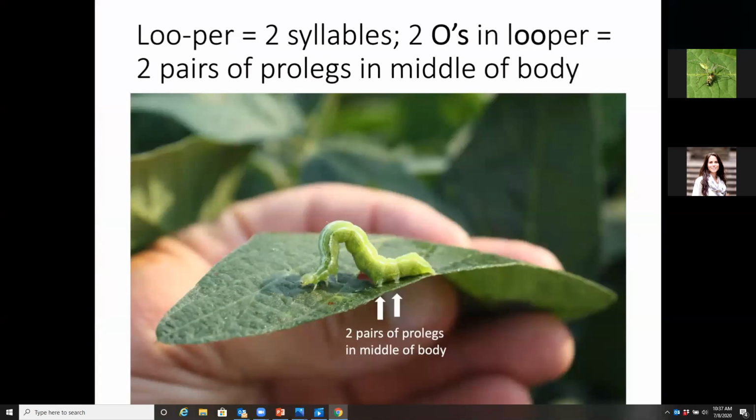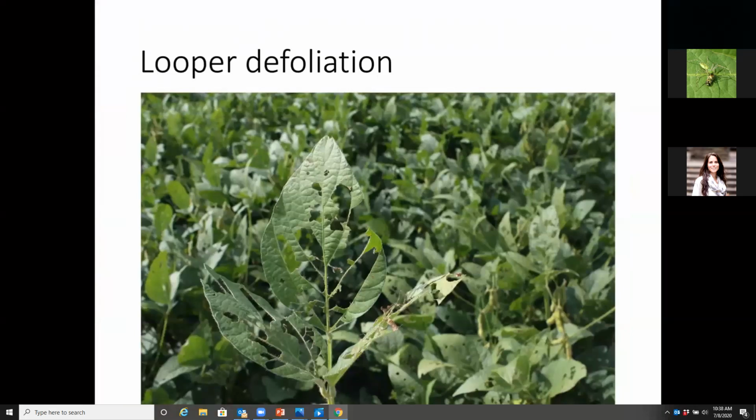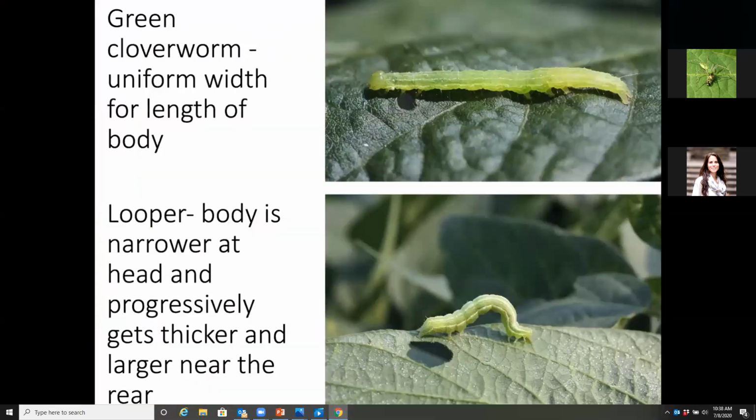And we can have both cabbage loopers and soybean loopers in Tennessee, and both may be present in our fields at the same time. Both cabbage and soybean loopers are green in color and have 2 pairs of prolegs in the middle of the body. They are defoliators also, and after some experience, you'll be able to tell them apart just by looking. Cloverworms are about the same size along the length of the body. However, the body of the soybean looper tends to be skinnier at the head and progressively gets thicker and larger near the rear. In other words, it has a skinny head and a big booty. So we want no comments from the audience on any resemblance of this description to today's speaker.